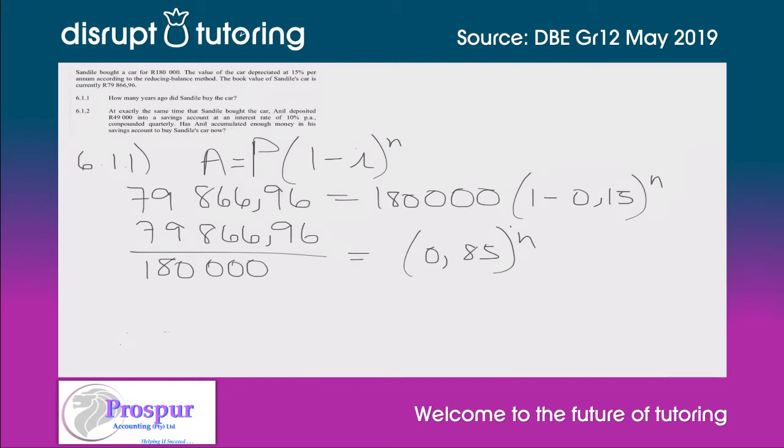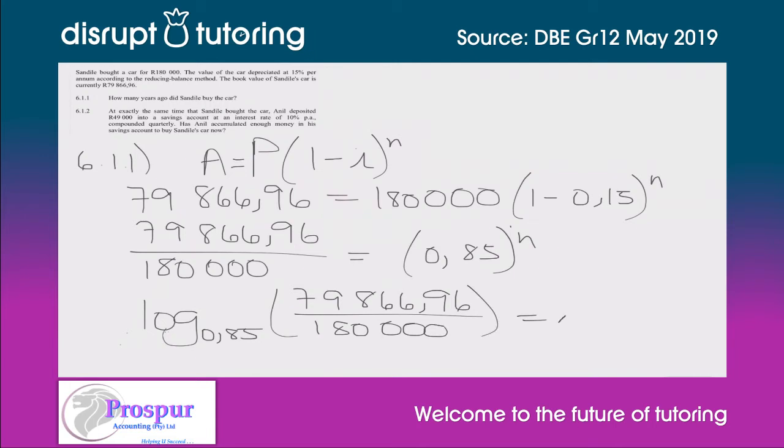Now, to isolate that n, I'm going to use the logarithmic definition, or the definition of logs. What you could also do is log both sides. When you do that, the n drops in front of the log, and we can then divide both sides by the log of 0.85. But I'm going to use the definition of log, and in this case, my base is 0.85. So I'm going to say the log with a base of 0.85 of that result, 79,866.96 all over 180,000, equals n.